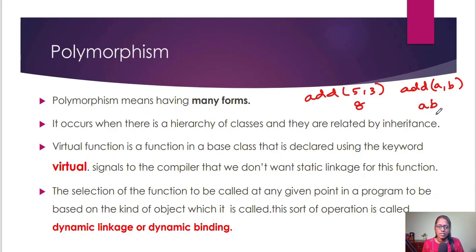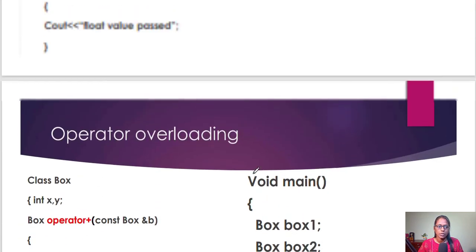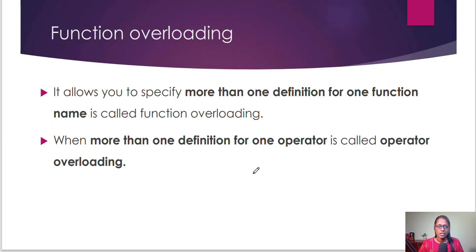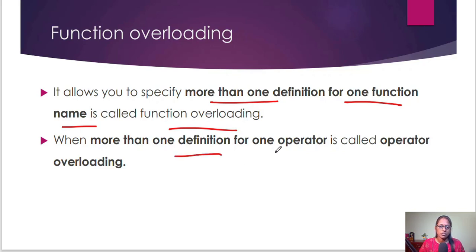It occurs when there is a hierarchy of classes and they are related by inheritance. Normally this also occurs in the hierarchy of classes. Whenever you are creating an inheritance, that time it is happening. Here we are going to see 2-3 concepts: function overloading and operator overloading. Function overloading means it allows you to specify more than one definition for one function name. More than one definition for one operator is called operator overloading.